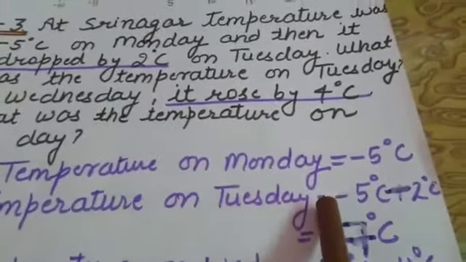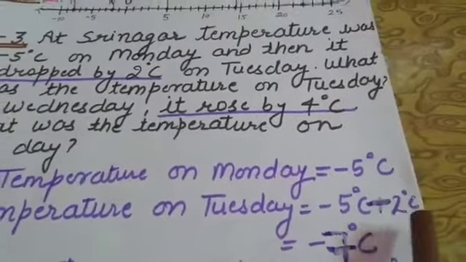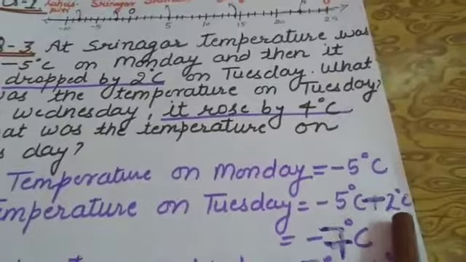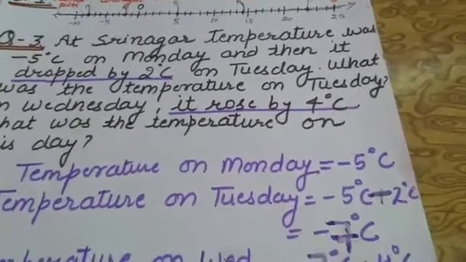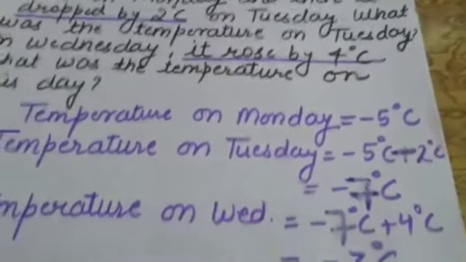So minus 5 is the initial temperature. As it reduces, it will be minus 2 degrees. So there are two negative integers, and you simply have to add the numbers and the sign will be negative. So the temperature on Tuesday will be minus 7 degrees.